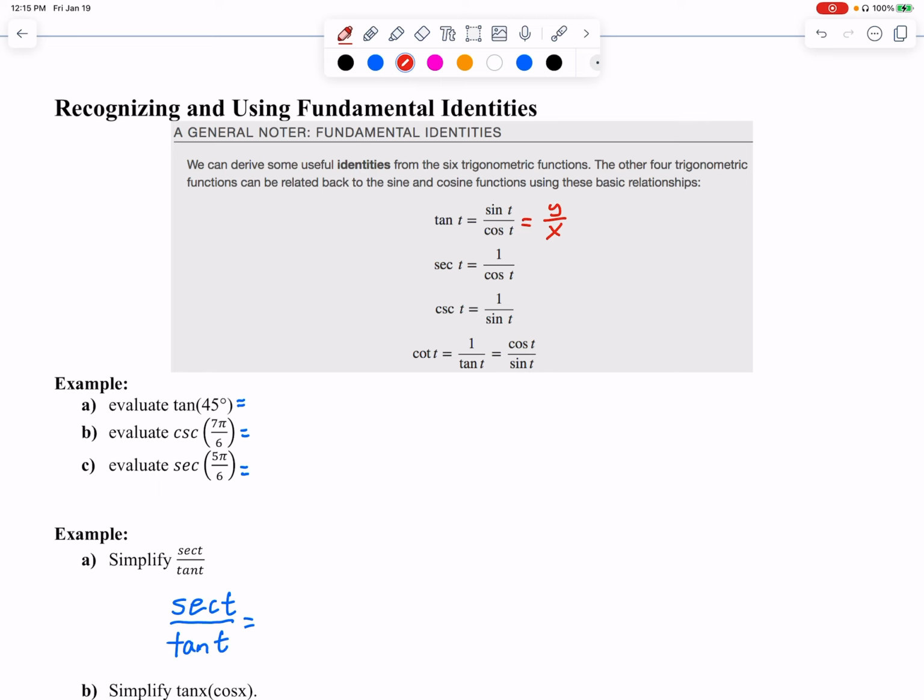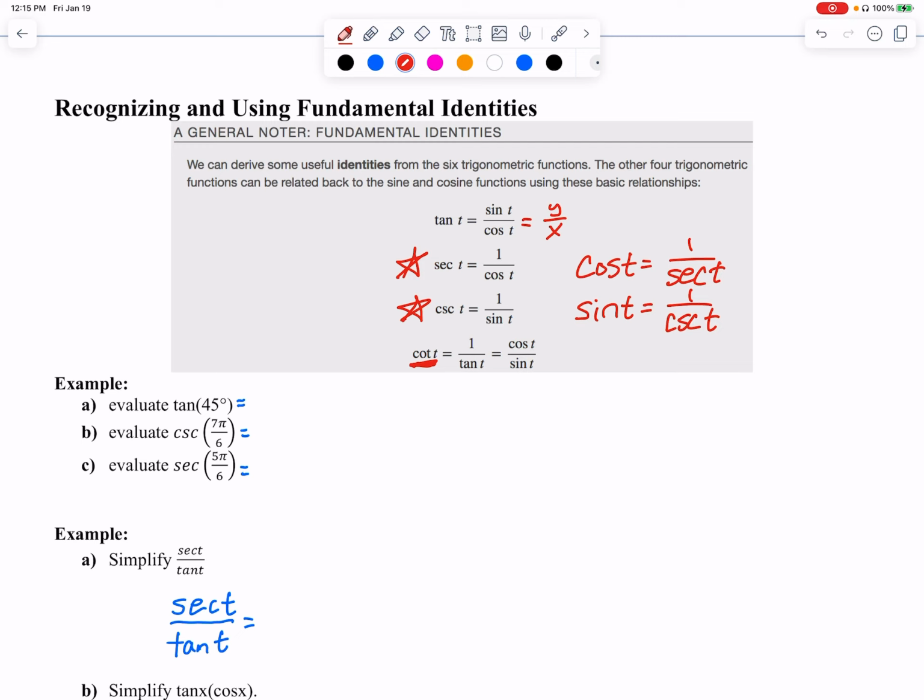For secant, remember, to go from cosine to secant, I would just flip it over. So this also makes sense, right? If I want secant, I just take cosine and flip it over. Same thing with cosecant: cosecant is just sine flipped over. So these could also go the other way, right? Cosine of t is 1 over secant. Sine of t is 1 over cosecant. We have those same definitions.